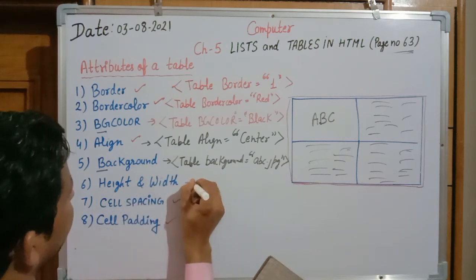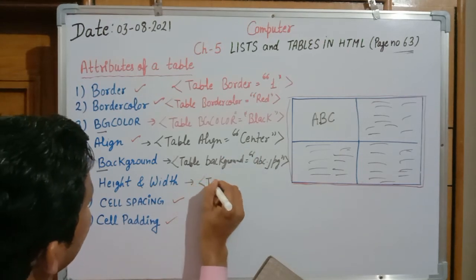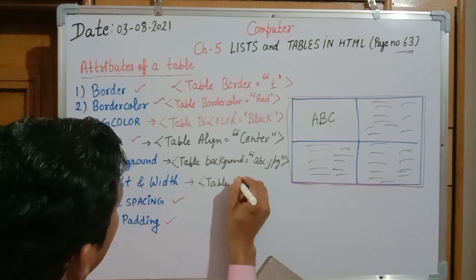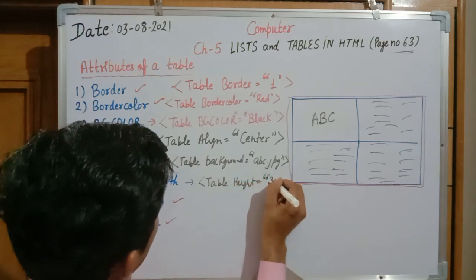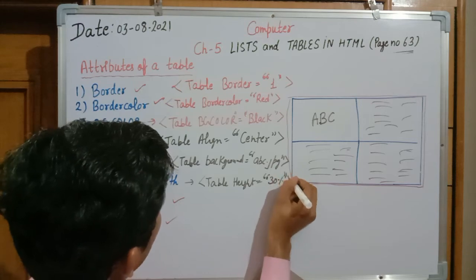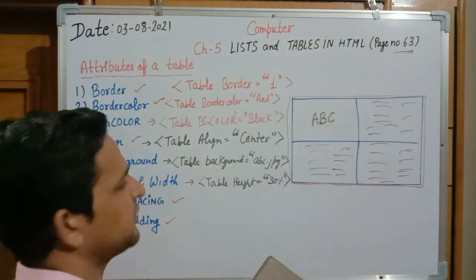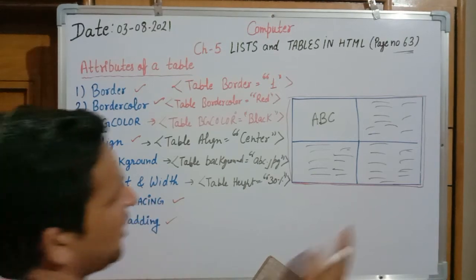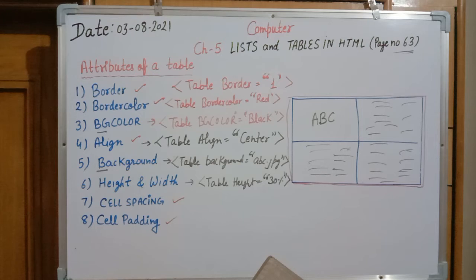Height and width can be given in percentage. Like I am writing table height equal to 30%. It is the percentage area of the screen that is visible, how much space it will occupy on the screen. And width is the same, how much percentage space it will take as width. It can be given in percentage form, or we can give it in pixel form also.